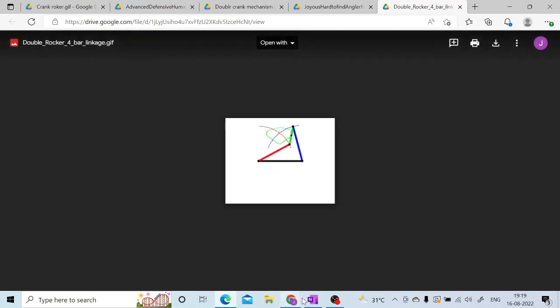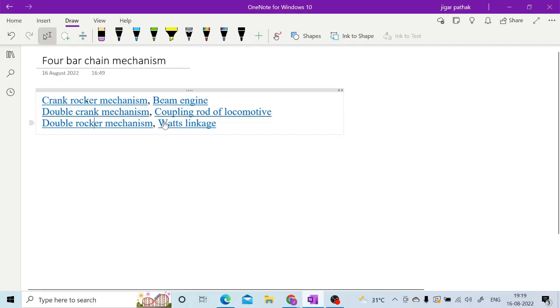So again, let us see where this double rocker mechanism is applied, and you can see on your screen it is applicable in order to have straight line motion of Watt's linkages, right?